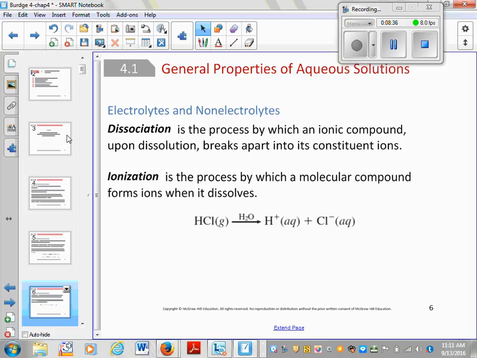So dissociation, which is what I said, is the process by which an ionic compound, upon dissolution, breaks apart into its constituent ions. So if we're talking about ionic compounds, they dissociate. Now molecular compounds, on the other hand, covalent, form ions when they dissolve. So HCl, hydrogen chloride gas, in water, will give you H plus and Cl minus. So again, in either case, we have ions and we can conduct electricity.